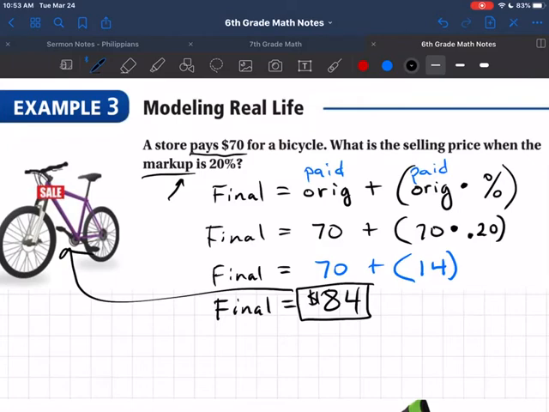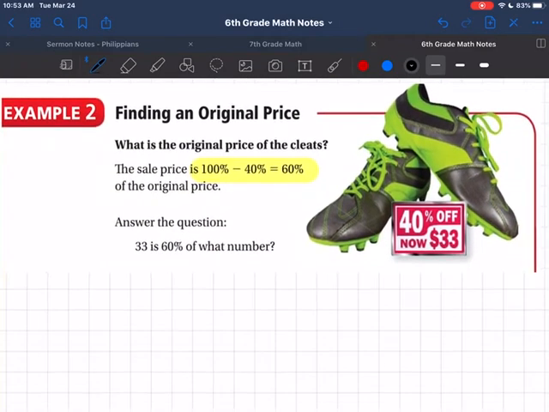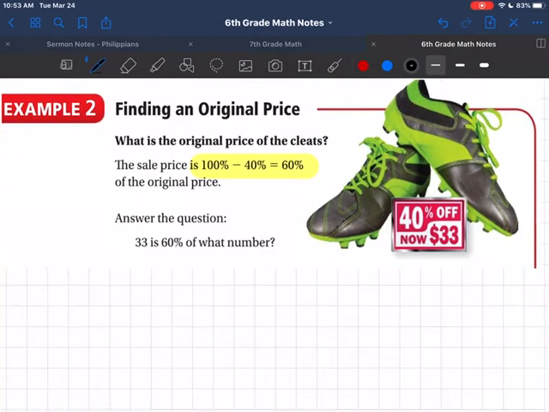Okay? All right. So this is the one that's a little bit more challenging. If you're having trouble with either one of those, email me, or you can just watch those again. And I think I said those pretty clearly. So hopefully the second time you watch these videos, it's helpful. Okay. So we're finding the original price of the cleats.